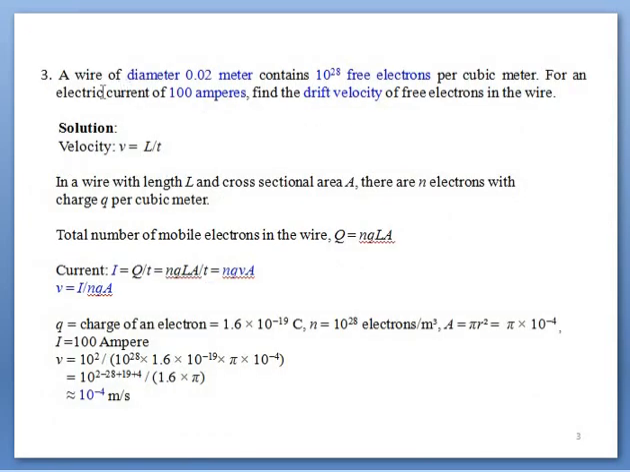In the next numerical, the diameter of a wire is given, concentration is given, and current is also given. We have to determine the drift velocity of free electrons in a wire. As we know, drift current is expressed by nqvA, where n represents concentration, q represents charge, v represents drift velocity, and A represents cross section area.